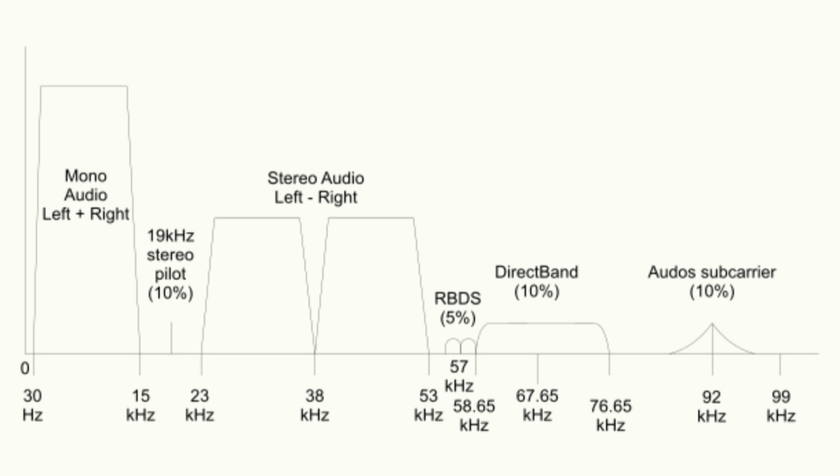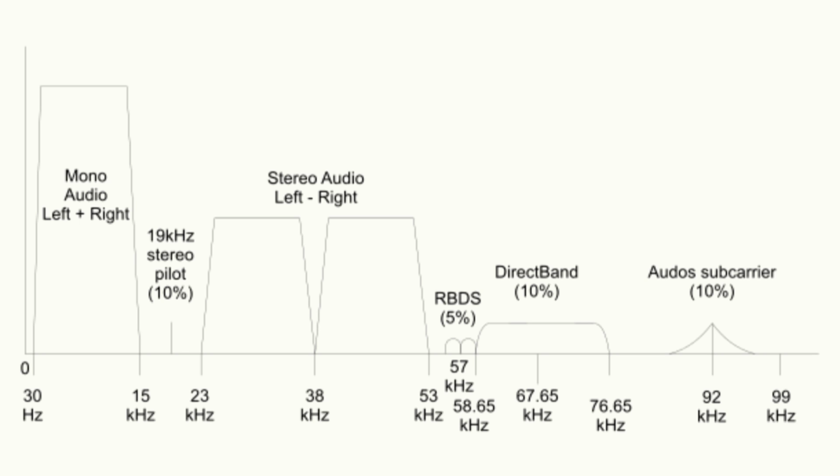Now if we look a little bit up on the spectrum, you'll see at 38 kilohertz there's a double sideband suppressed carrier modulated signal, which goes from 23 to about 53 kilohertz. And that's an amplitude modulated, suppressed carrier, double sideband signal that carries the left minus right audio information.